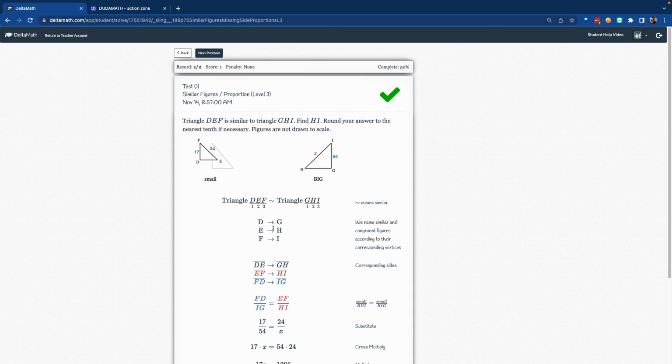And again, it's showing us where the pieces correlate. It didn't have an animation for us. Instead, we had to look at the order of the numbers here. DEF 1, 2, 3 and GHI 1, 2, 3.